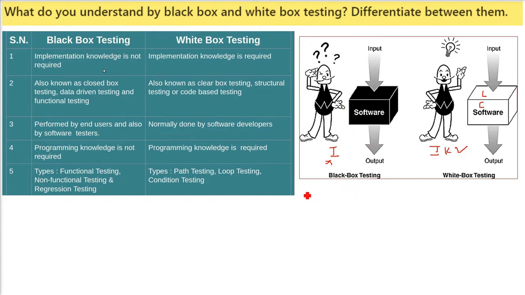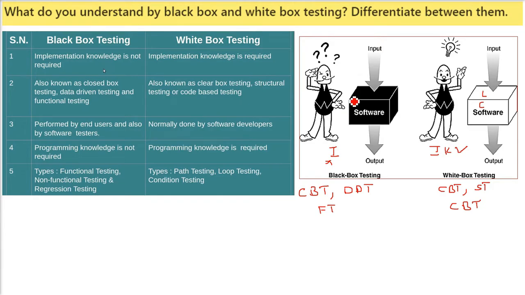There are different names for black box testing. It is called closed box testing, data driven testing, and functional testing. Functional testing is used more than the term black box testing. Then for white box testing, we have clear box testing, structural testing, and code based testing.